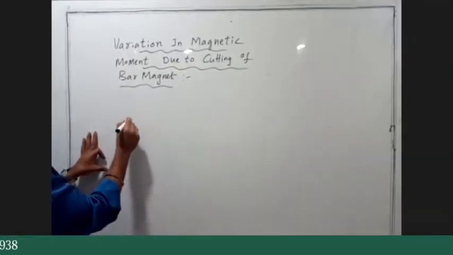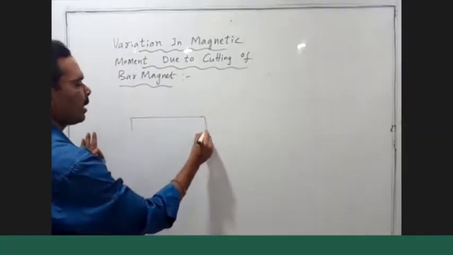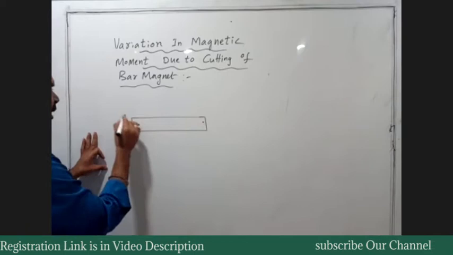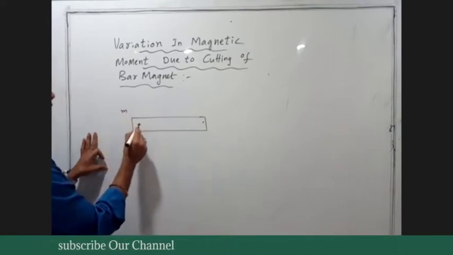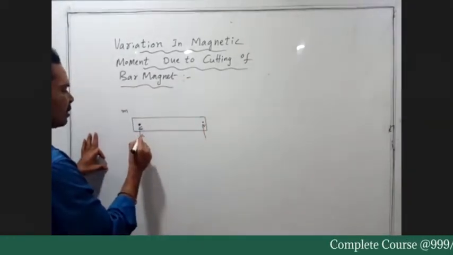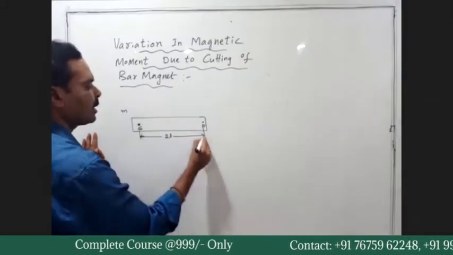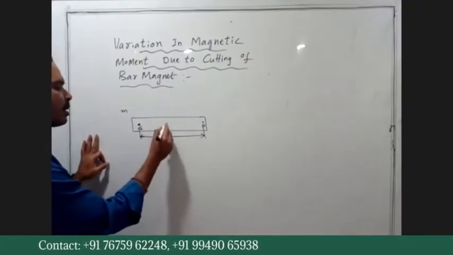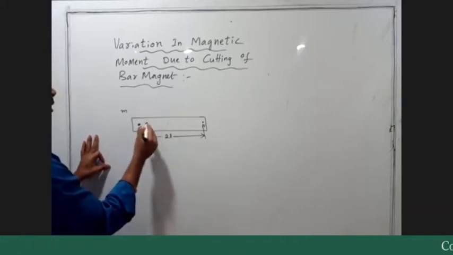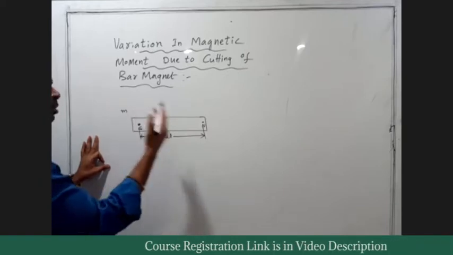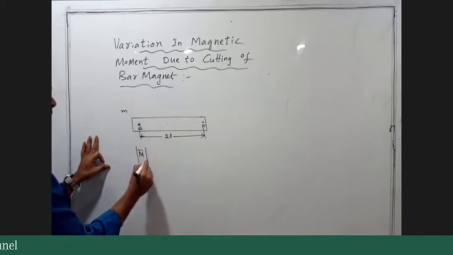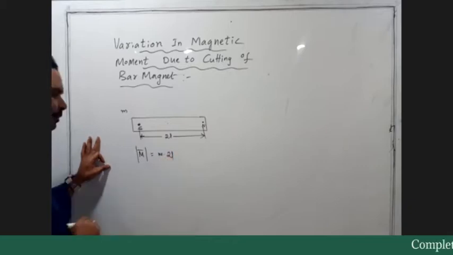Suppose here we have a bar magnet of pole strength M. This is the south pole, and this is the north pole. The magnetic length I am considering is 2L. This bar magnet's magnetic moment always exists in a fixed direction from south pole to north pole, so its magnetic moment is M into 2L.